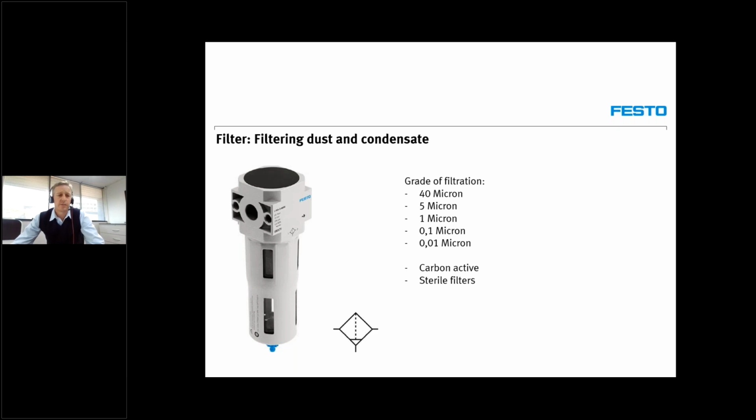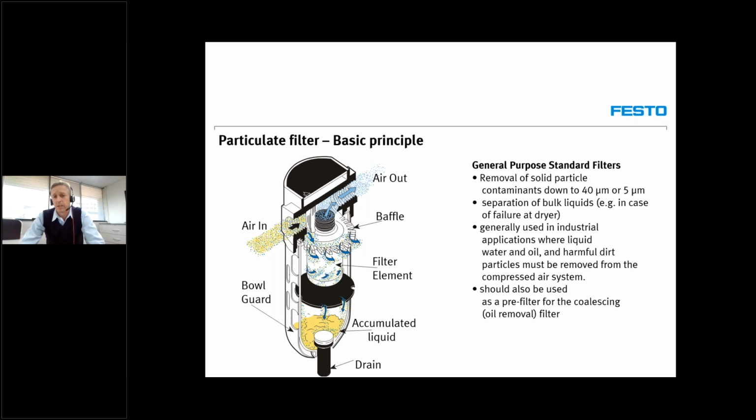If you look a bit closer, the filter units come in different grades of filtration for different applications. It's important to gradually increase the grade of filtration from a lower grade, like a 40 micron, to the desired grade of filtration to prevent premature blockage of your more expensive fine and micro filters. Now, the working principle of a pre-filter is specifically to remove solid particles up to a certain size, depending on the filtration, for example, 40 or 5 micron.